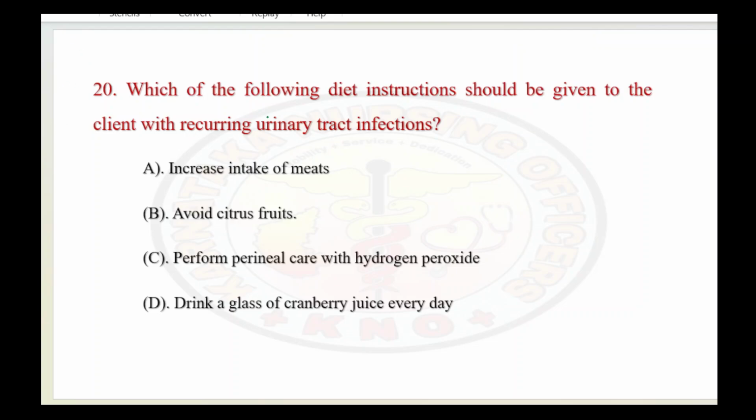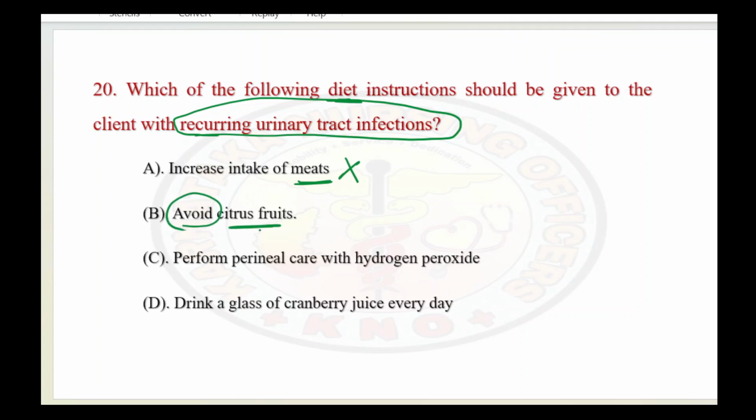Next question here is, which of the following diet instructions should be given to the client with recurring UTI? So for the UTI patient, what diet instructions do we have to give? Here are the options. Increased intake of meat. Meat is going to give excess heat, so we have to avoid such food items. Second is avoid citrus. Citrus fruits, vitamin C is good, but they told to avoid, and this is not an answer. Perform perineal care with hydrogen peroxide.